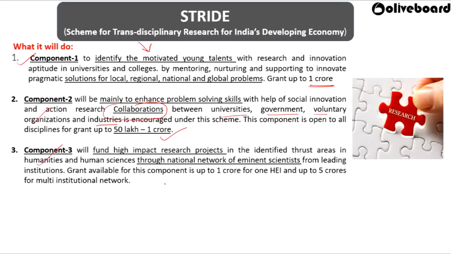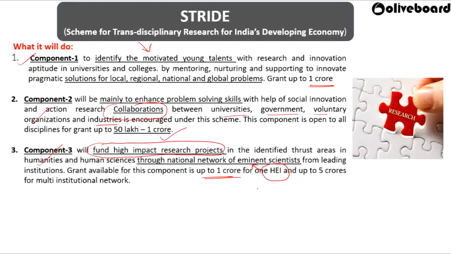Then component 3 is directly to fund a high impact research project. So if the government finds that a project has a huge impact on society, the government will directly fund this project. Here we are focusing on higher education institutions. These institutions will have the support of eminent scientists and leading institutions. They can take help of any industry, scientists, research scholars, and the grant available for this component is up to 1 crore for one higher education institution.